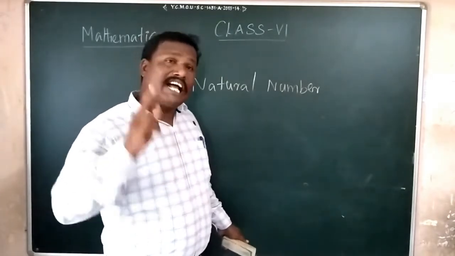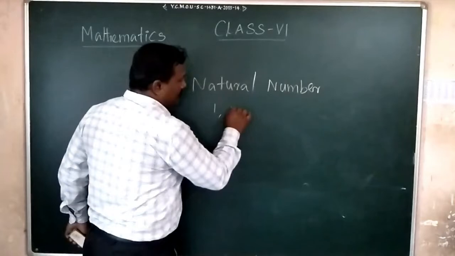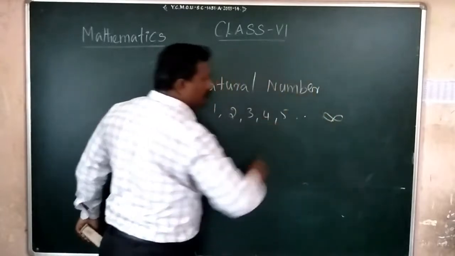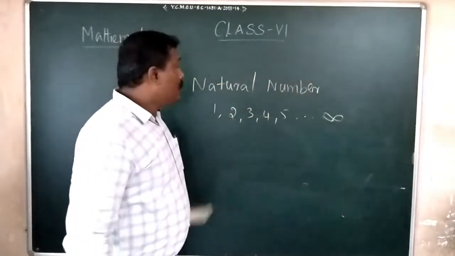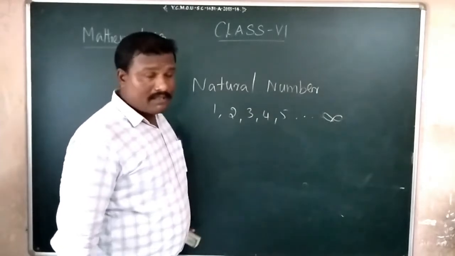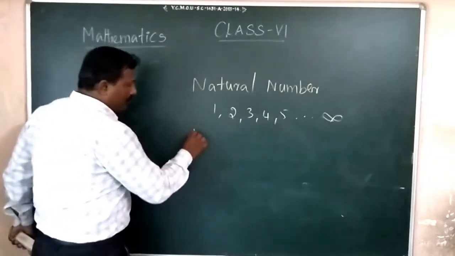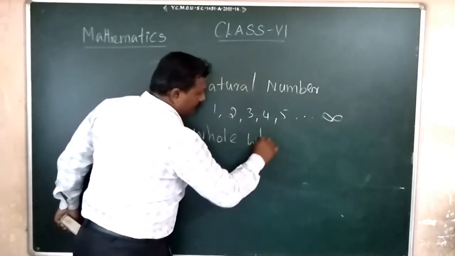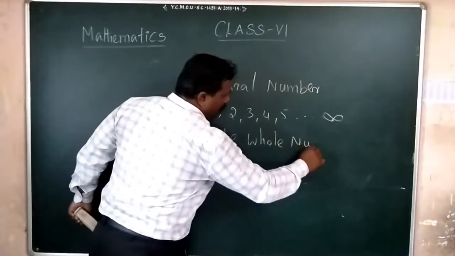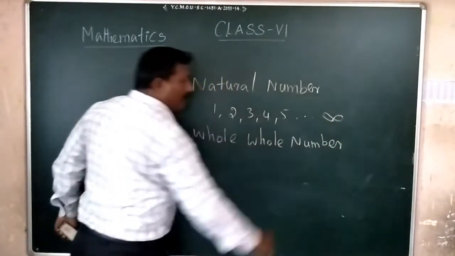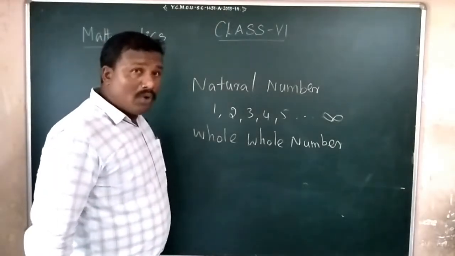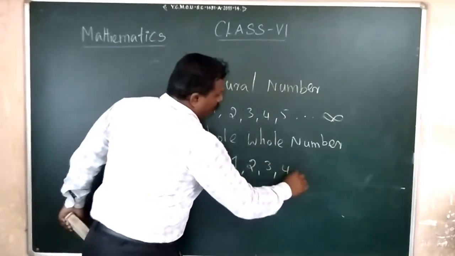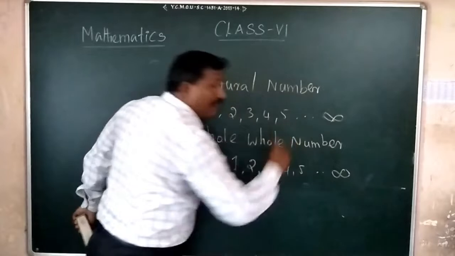So we call it a natural number. Natural numbers start with 1, 2, 3, 4, 5, up to infinity. It means endless, it's going on. So natural numbers start with 1. Now what is a whole number? Because 0 is also a number, no? So we need to add that number, and we get the whole numbers. When you count the whole numbers, you have to start with 0, 1, 2, 3, 4, 5, up to infinity, it is also endless.